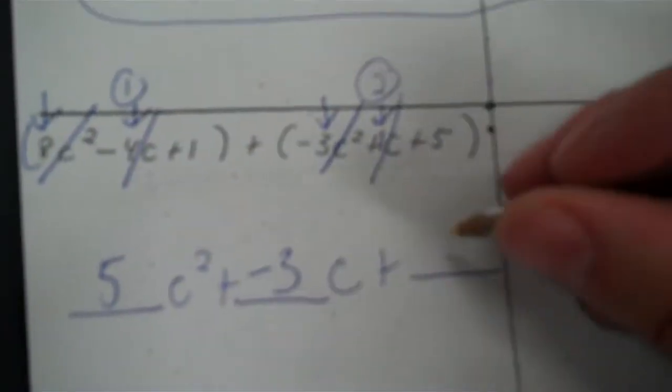And then numbers that don't have a c, I got a 1 and a 5. 1 plus 5 is 6.